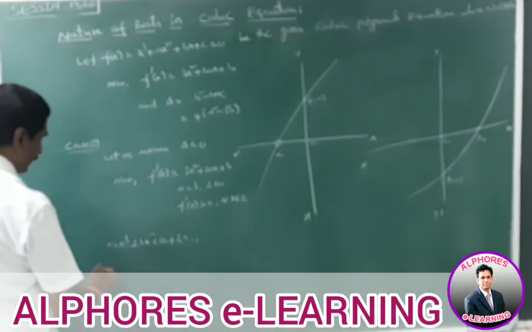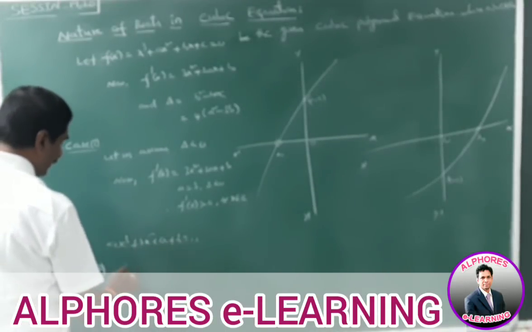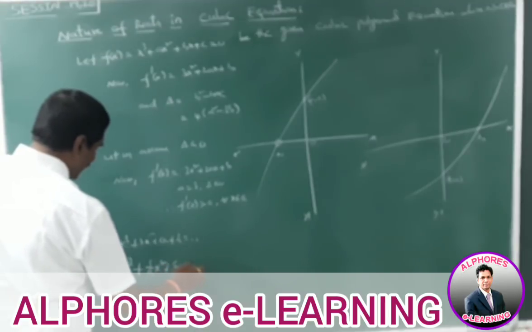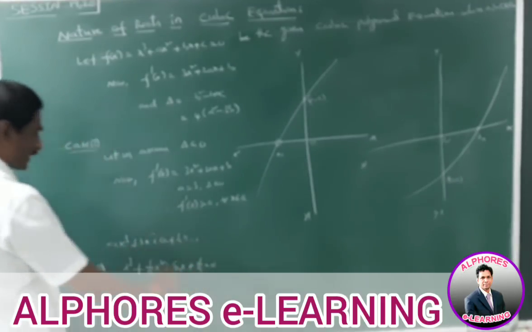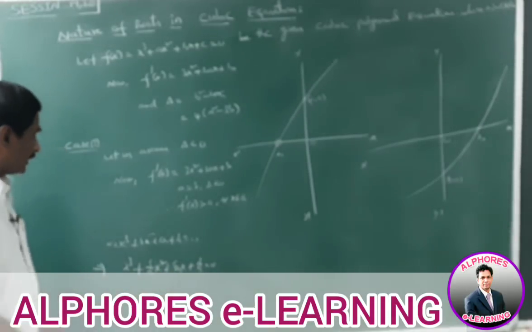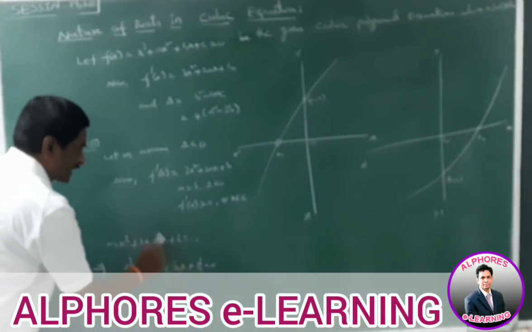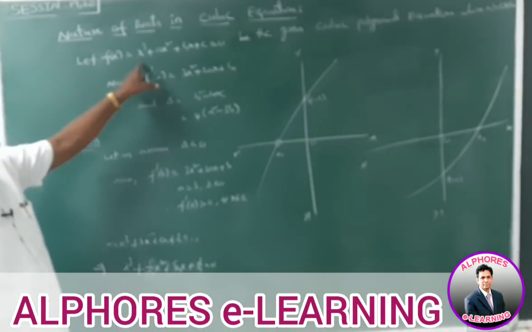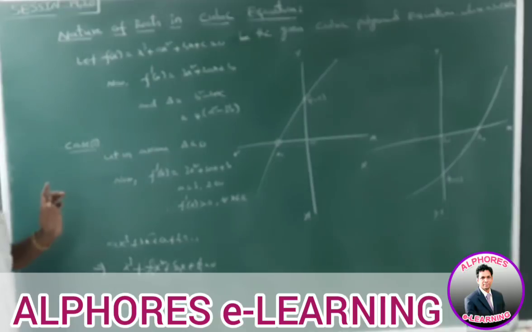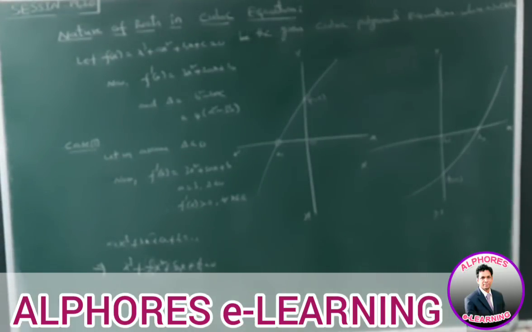it can be divided on both sides by a, and it can be reduced into x cube plus b by a into x square plus c by a x plus d by a is equal to 0. Taking b by a as a, c by a as b, and d by a as c, that means x cube plus ax square plus bx plus c is equal to 0.